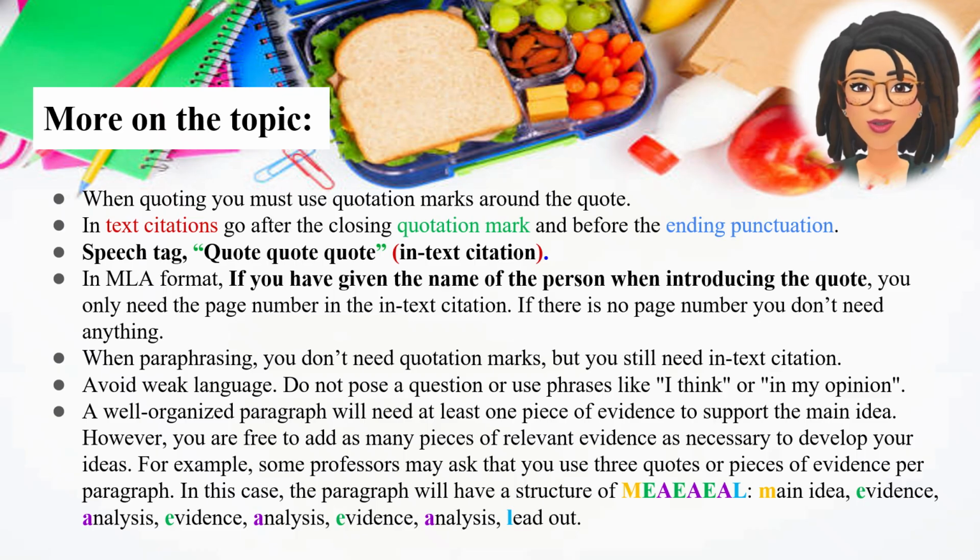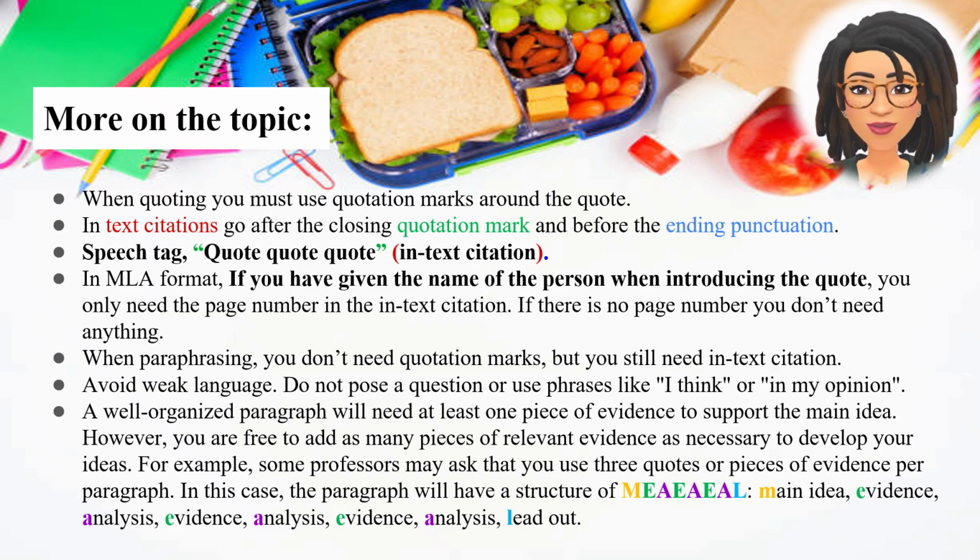When paraphrasing, you don't need quotation marks, but you still need an in-text citation. You want to avoid weak language such as I think or in my opinion, and you don't want to ask questions of the reader because you don't want your reader forming your opinions or making your argument for you.